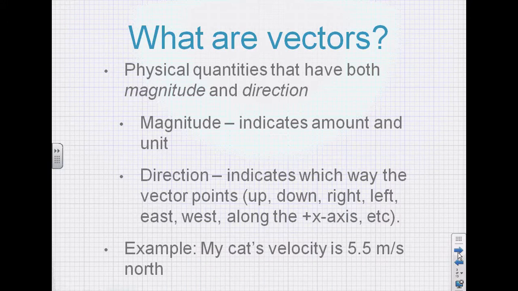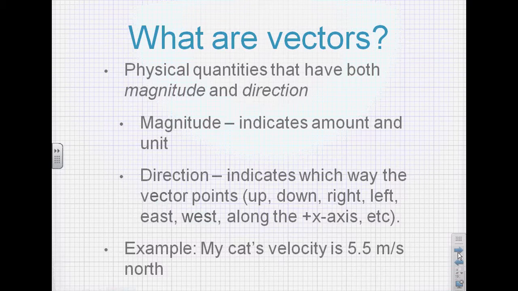What are vectors? Well, vectors are physical quantities that have a magnitude and a direction. Now, magnitude may be a term that you're familiar with from vocabulary. In physics, it has a really specific meaning. Magnitude is just the amount and the unit for a quantity. So, for example, 5 meters. That would be the magnitude of the distance or displacement or length.